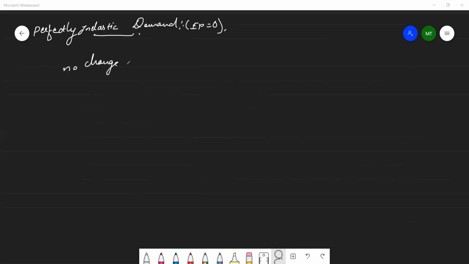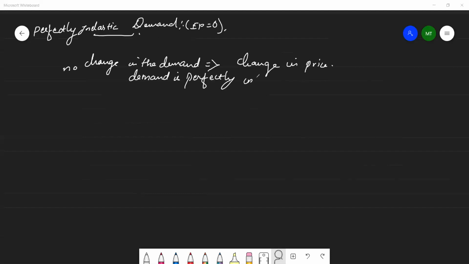No change in the demand for a product despite a change in price. Then the demand is said to be perfectly inelastic. Here the demand curve is a vertical straight line.